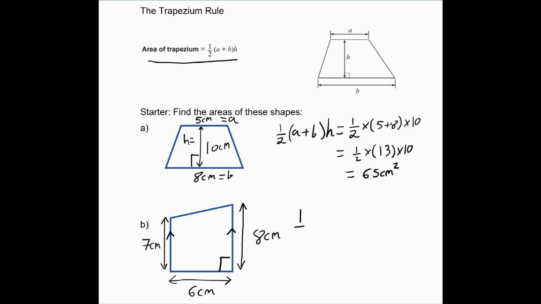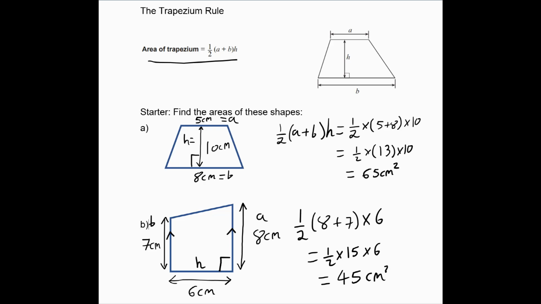Again, we can use the formula half bracket a plus b, so I'm going to label a and b the two parallel sides and h the perpendicular distance. 8 plus 7, times 6. I get half times 15 times 6. And if we put that into a calculator, you should get 45 centimeters squared.